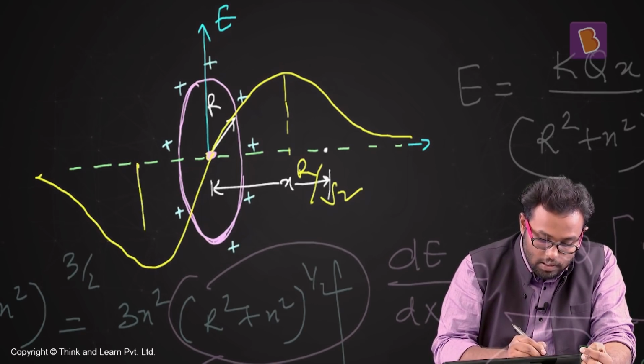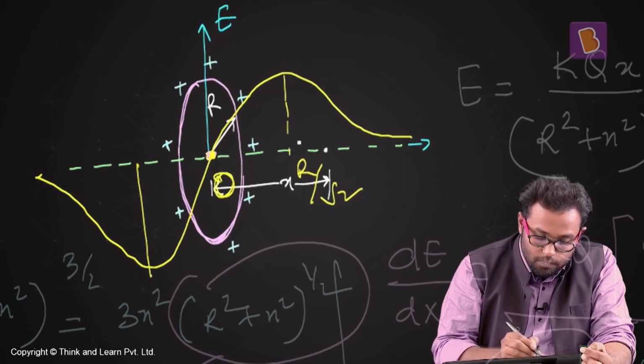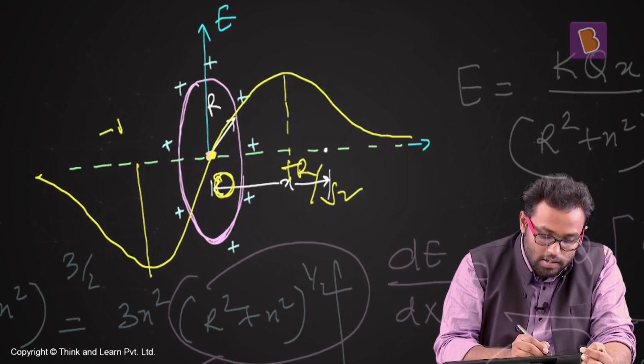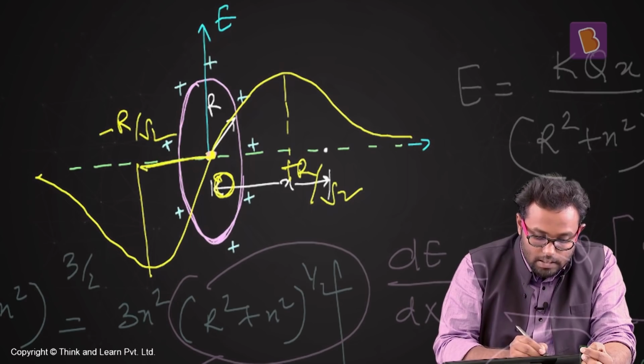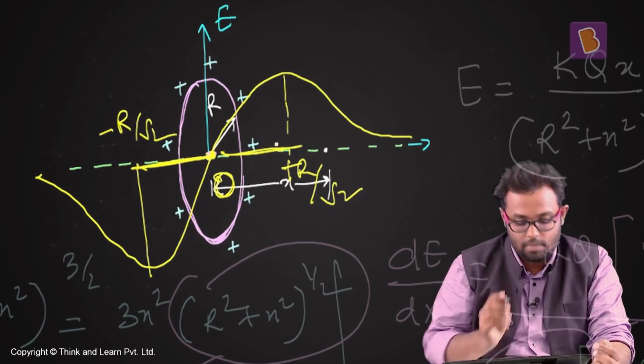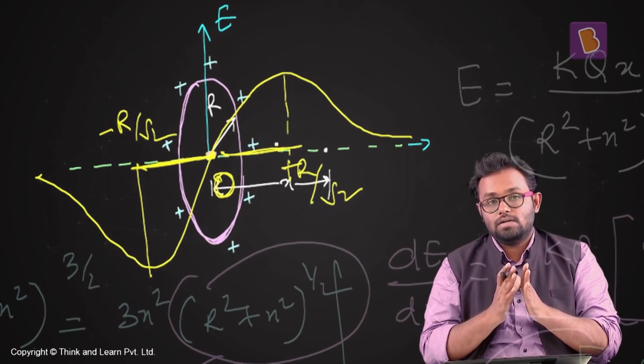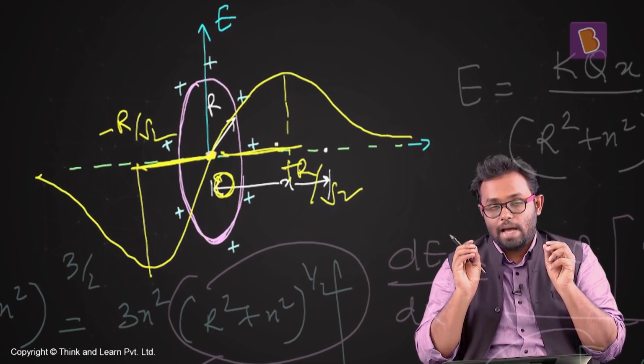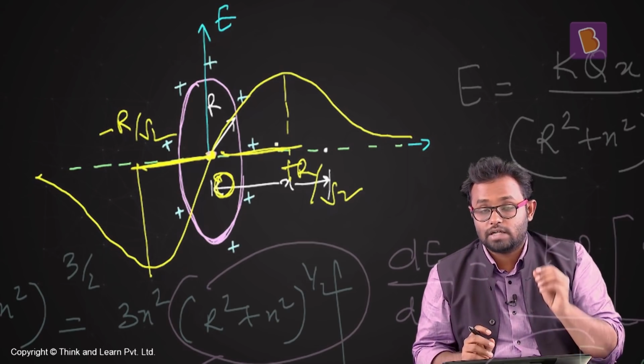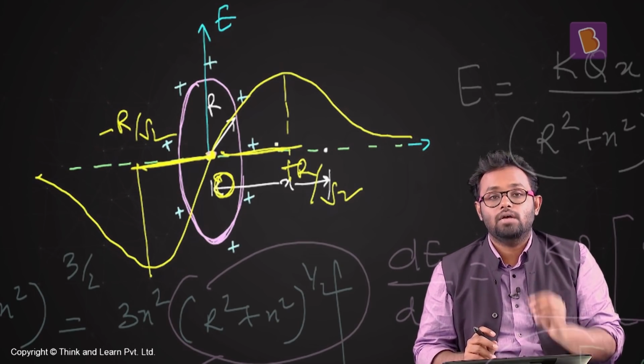So this point here, because this is my origin O, this here is plus r by root 2, and this here is minus r by root 2. That's why you have gotten two results. So if you just talk about the absolute value, the distance from the center where the electric field peaks is r by root 2.